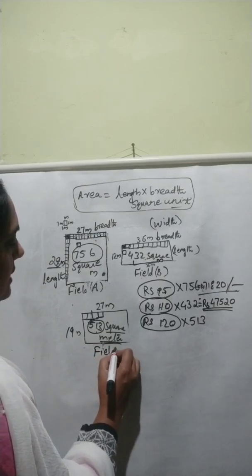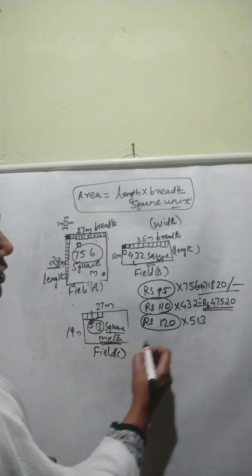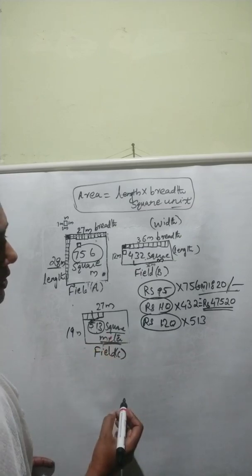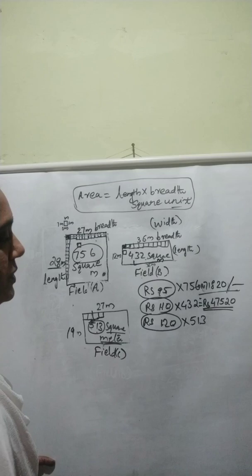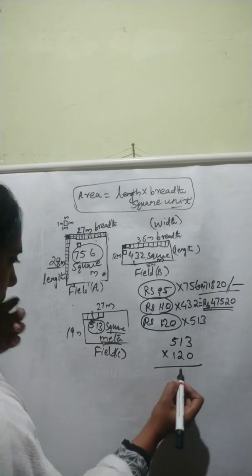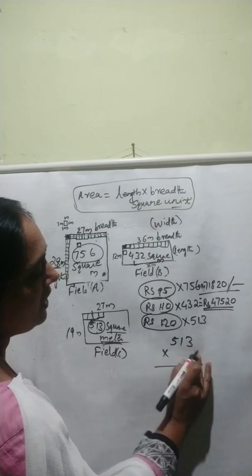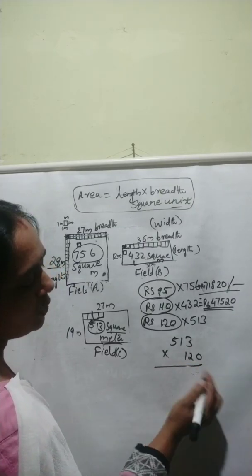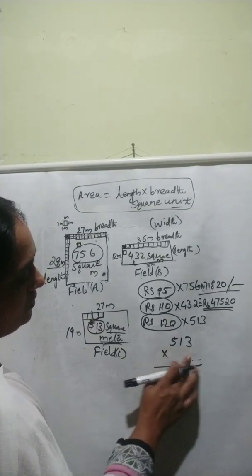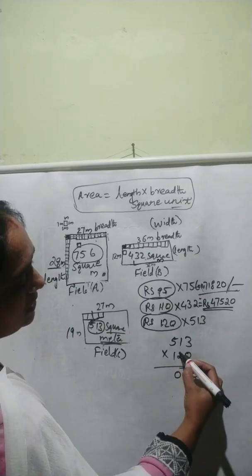Now we can find the total cost of field C. That is, the cost of 1 square meter is 120. Total that is 513 square meter. So we have to multiply those two numbers. First 513 multiplied by 120. First we can keep here 3 zeros because first digit is 0. Or else you can multiply with 12 and later we can add 0. After finding the product we can write the 0. But here we can do it this way, no problem. Anyway you can do.